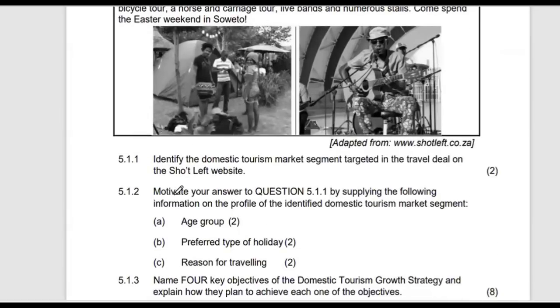So the question then reads, identify the domestic market segments targeted in the travel deal on the Shortleft website. So this is targeted mainly at spontaneous budget explorers.